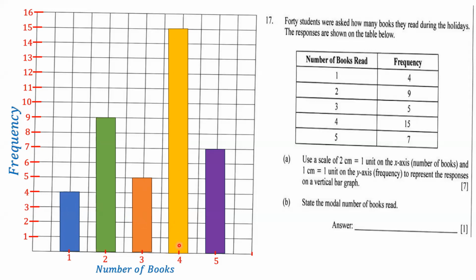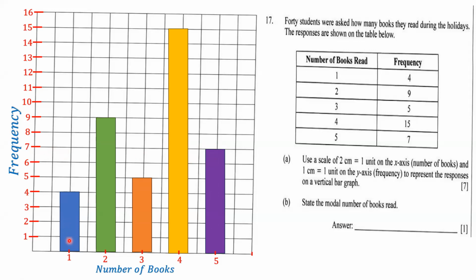Okay. And then they said that 5 students read 7 books. So what does that mean? That means that right here, 5 students, and 5 students read 7. So we have to put 7 right there. If you have coloring pencils, you can color the different colors for the bar graph. If you do not have coloring pencils, you can shade it in with your pencil.